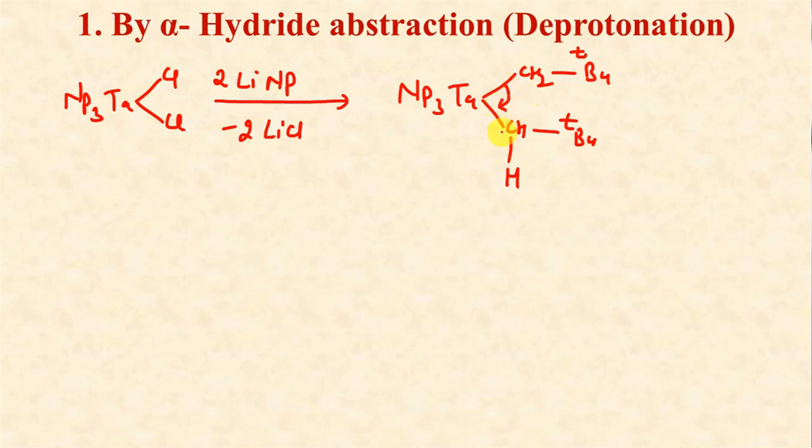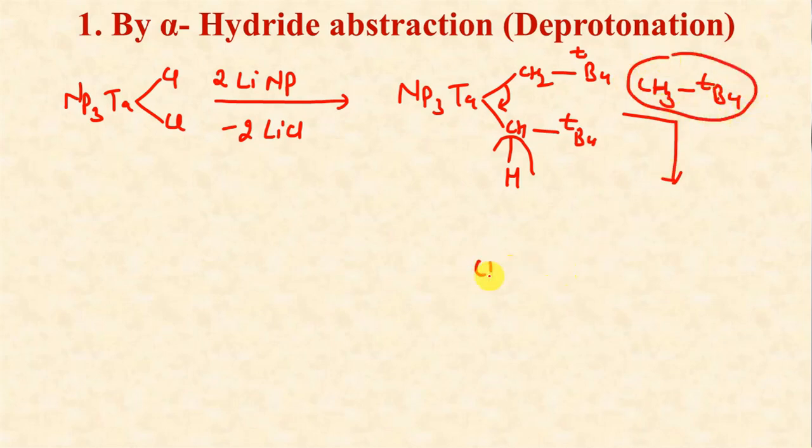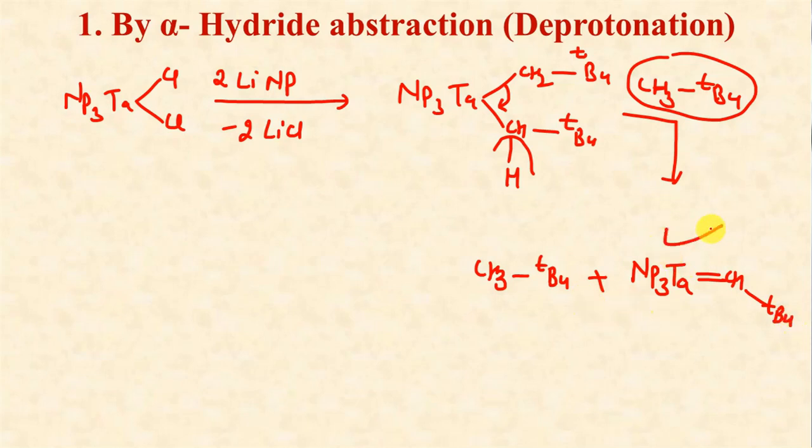Now what will happen? This comes here, and from this position a hydride ion is lost. Finally, what is removed? This H and CH2 will give you CH3 and tertiary butyl, so this is removed as a byproduct. What is formed is CH3 tertiary butyl plus NP3Ta double bond CH, with a tertiary butyl. This is the compound which is a Schrock carbene, in which tantalum is in the high oxidation state of +5.